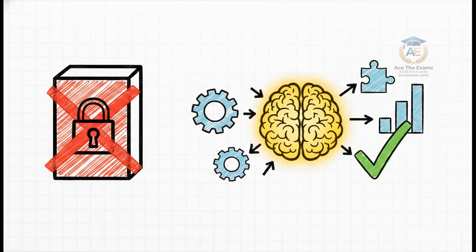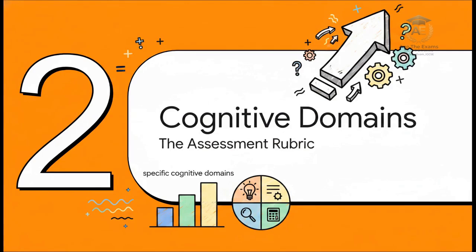Why? Because examiners aren't looking for textbook memory. They demand a connected, conceptual understanding that is completely transferable to unfamiliar contexts. If you memorize blindly, you fail. If you understand conceptually, you adapt to any curveball. Let's move to Section 2, the 3 core cognitive domains, the assessment rubric. You need to know the exact criteria you are being measured against.